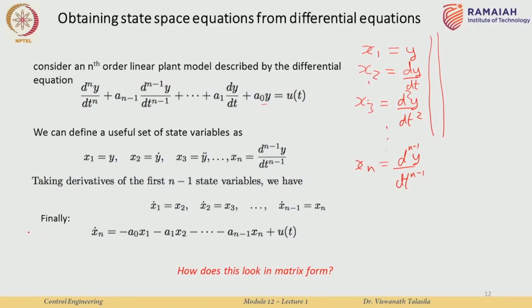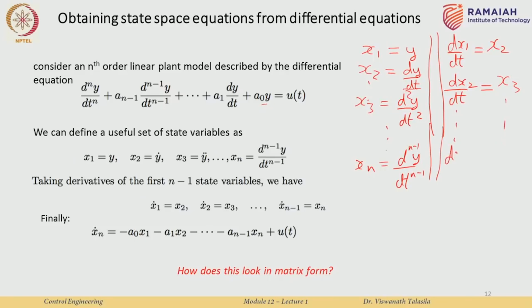Now, as we did in the case of the mass spring damper, we will now look at the derivatives of these states and we will see how these states are actually coupled with each other. So, if I take dx1/dt, we see that it is nothing but dy/dt, and dy/dt as you can see is nothing but x2. So, I get x2 over here. Similarly, dx2/dt is nothing but d²y/dt², and d²y/dt² is nothing but x3. Okay, x3.